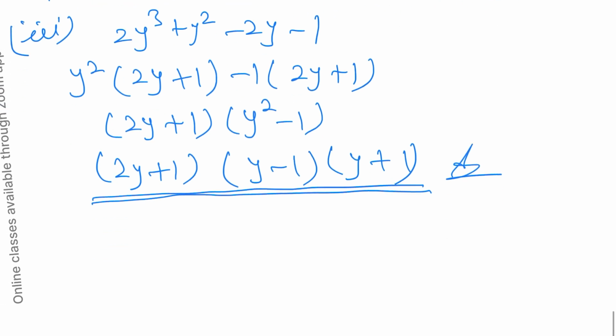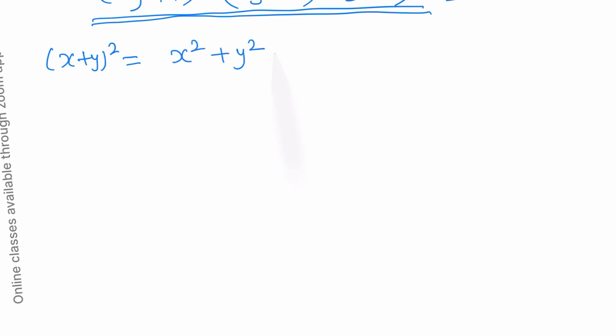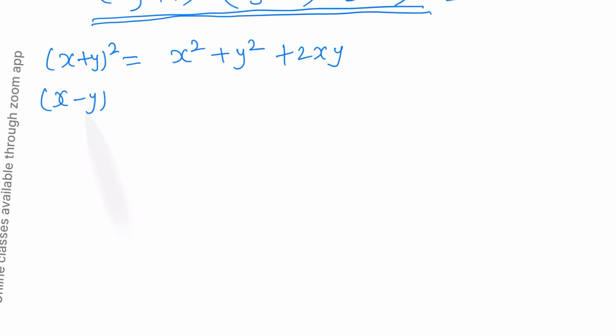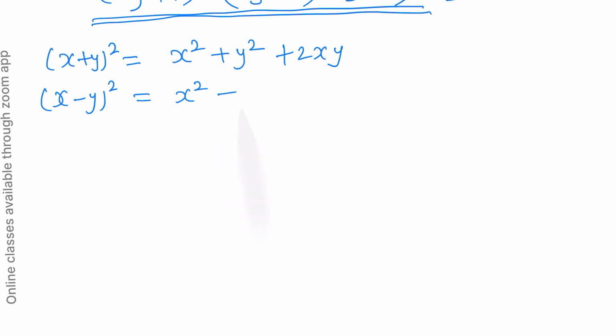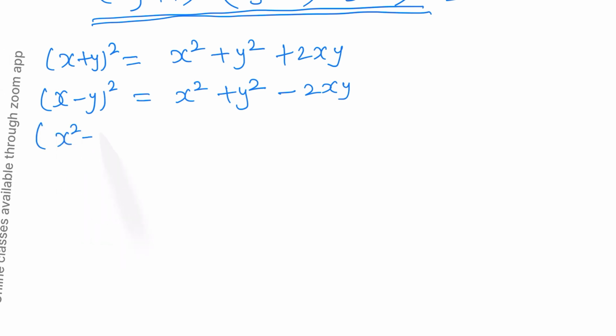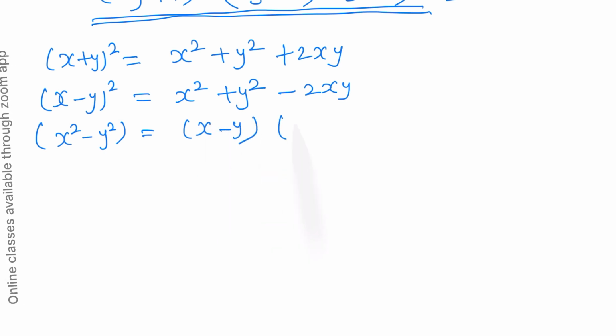Now we have some identities, that is x plus y whole square is equal to x square plus y square plus 2xy. Next is x minus y whole square, that is x square plus y square minus 2xy. Next is x square minus y square is equal to x minus y into x plus y.